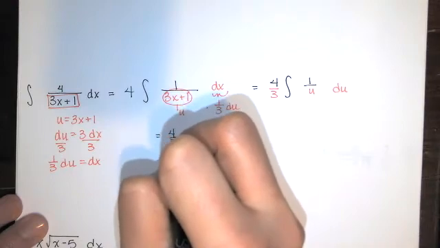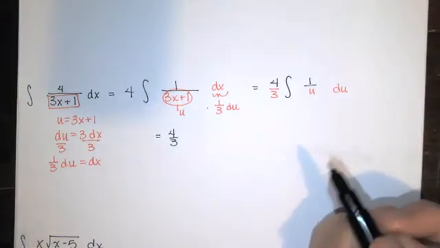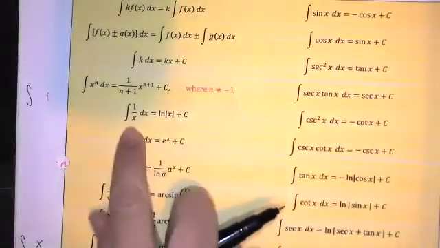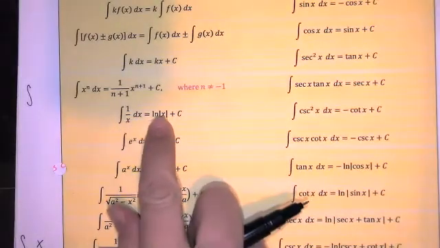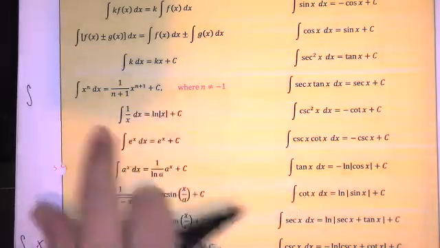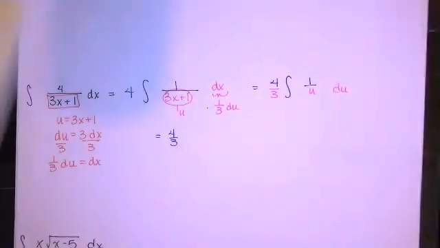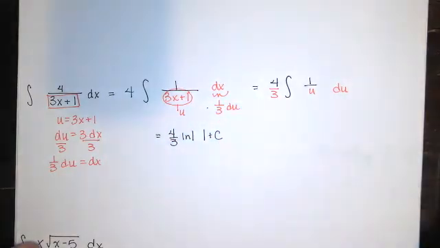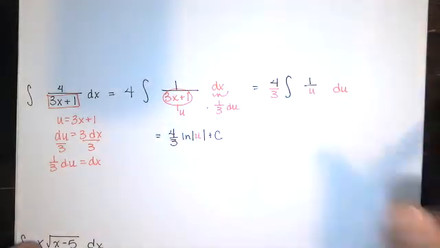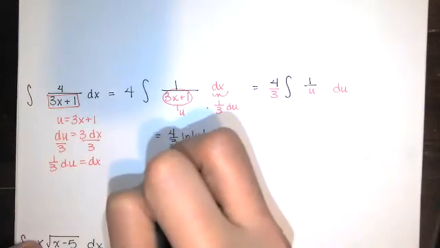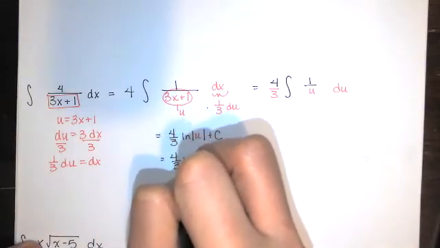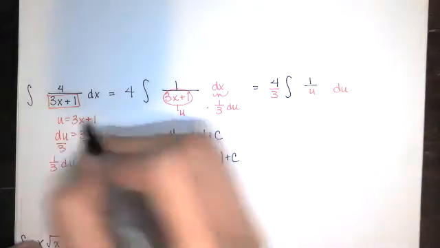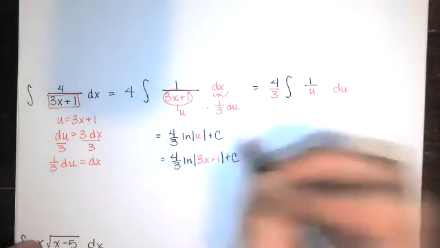Then I bring my 4/3 down and I antidifferentiate 1 over u. The antiderivative of 1 over u is natural log of the absolute value of u plus c. It's just that rule with the x replaced by a u. And u is replaced by 3x plus 1 when we're done, because you always have to back substitute.